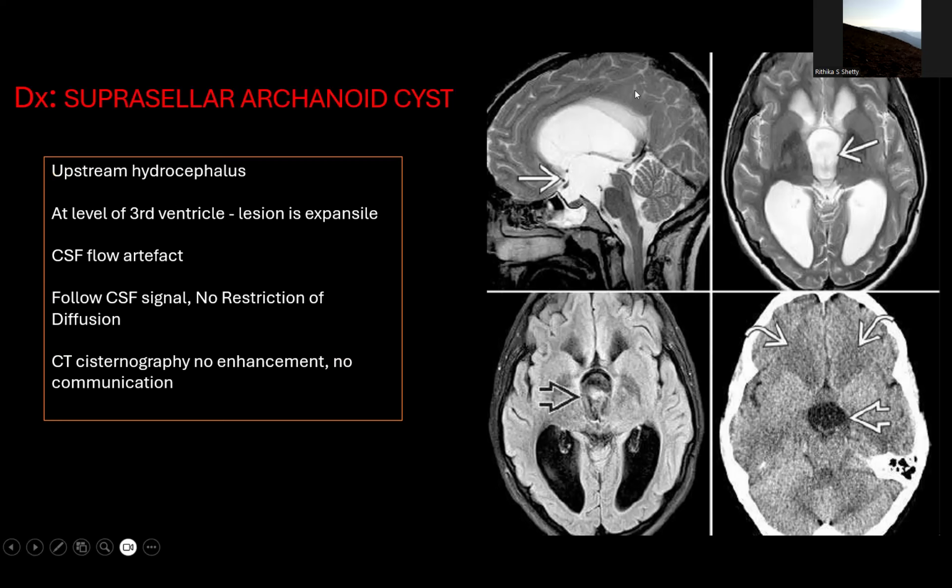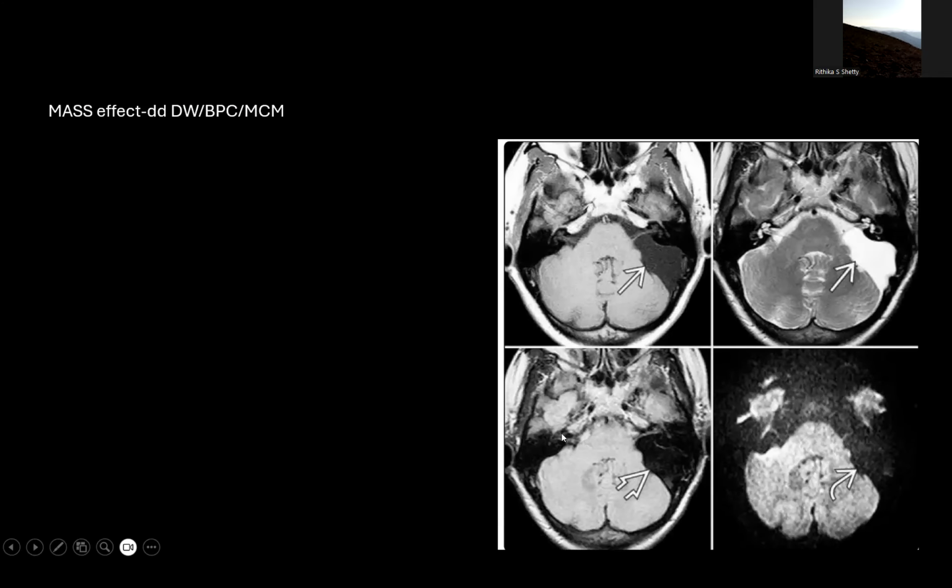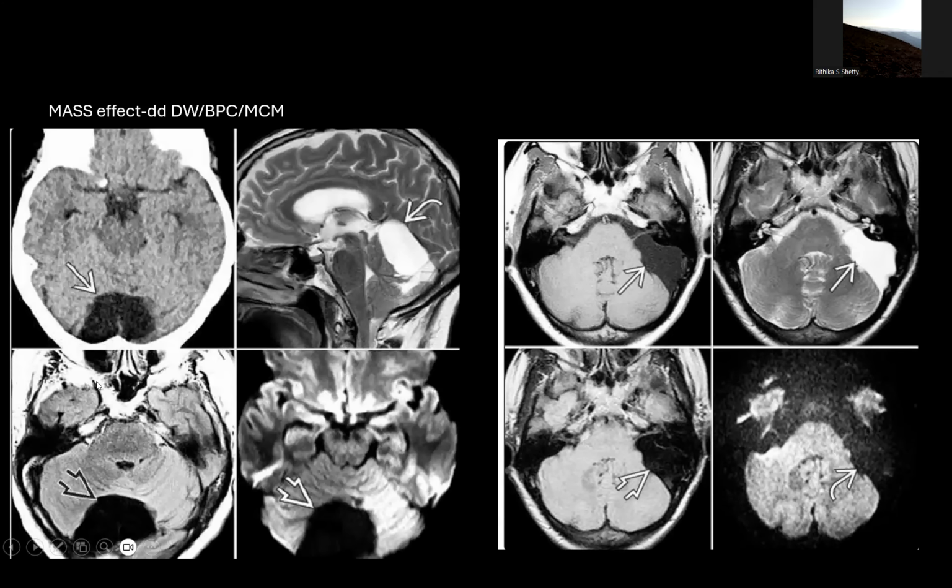So this is a suprasellar arachnoid cyst causing upstream hydrocephalus at the level of the third ventricle. The lesion is expansile, with CSF flow artifact on CT cisternography, no enhancement and no communication. Now again, we are having two lesions. This is again the last type of our arachnoid cyst only.